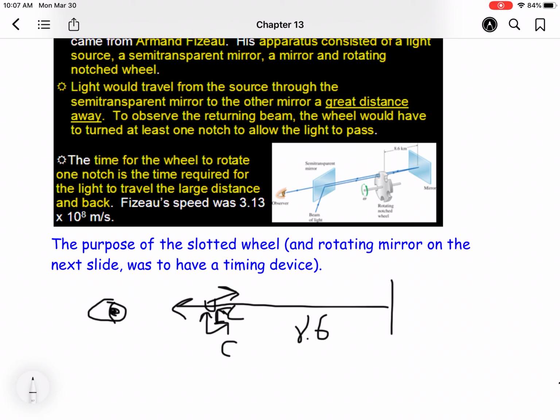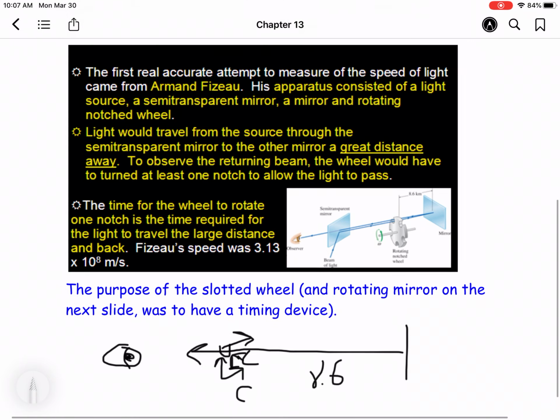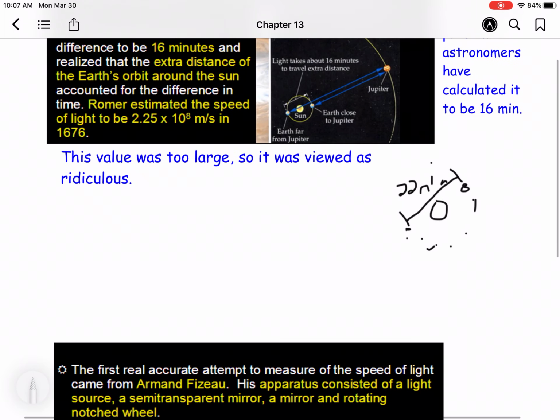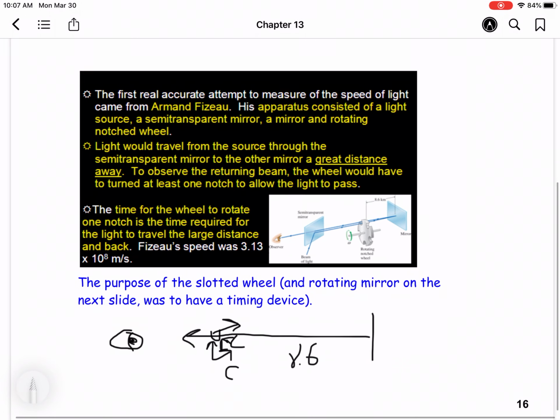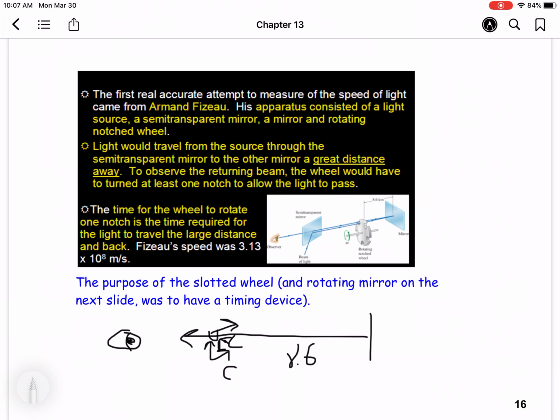So he came out with a speed of 3.13 times 10 to the 8, which is really good. He's actually a little bit fast, but he knew this. But again, times 10 to the 8. So now we've got two people who came up with numbers in the times 10 to the 8 range, and that's like, holy man. Now people are starting to realize this is realistic.